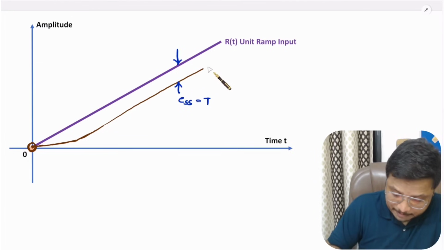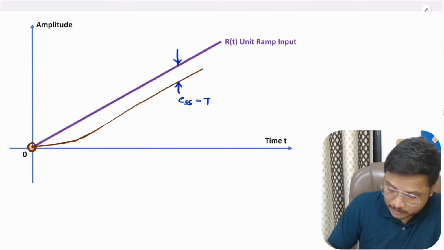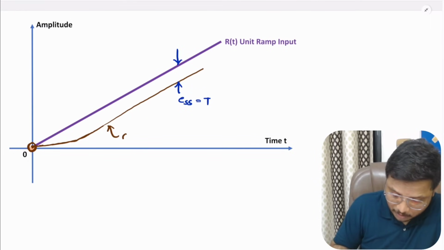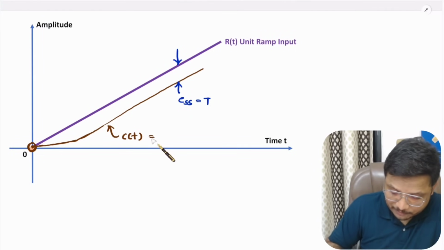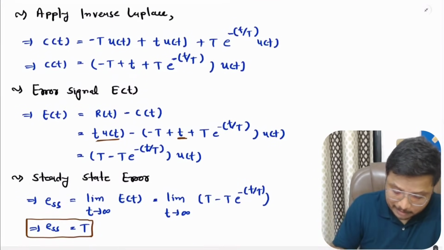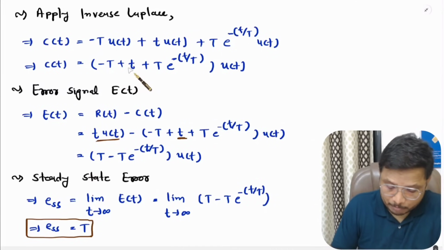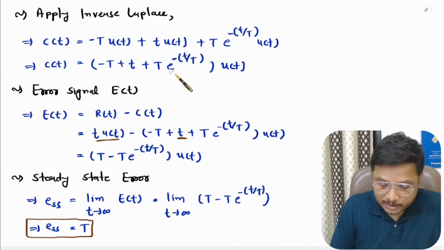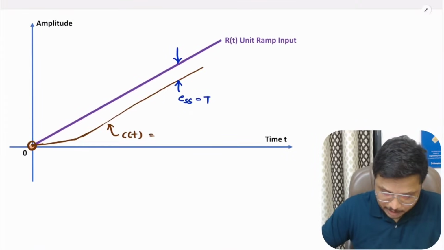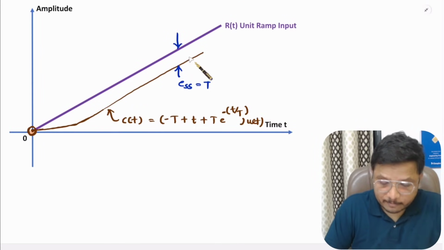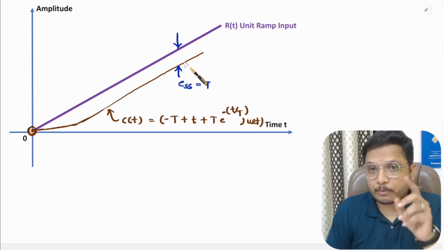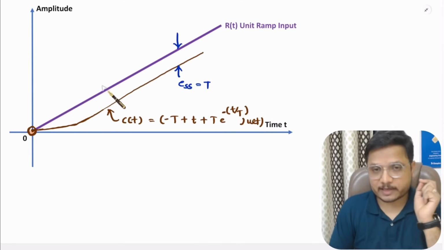So the response is happening like this. This response, C of t, has steady state error capital T, and the C of t that we have calculated is minus T plus t plus capital T into e to the power minus t by capital T, into u of t. Let me note it down over here. So that is how the output response comes with unit ramp input for a first order system. So this is how the output response will come.